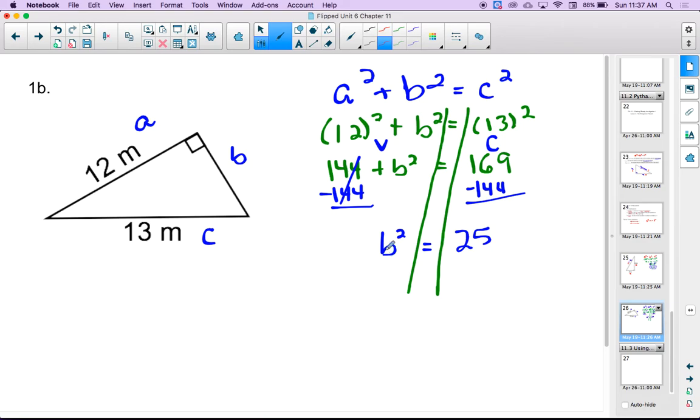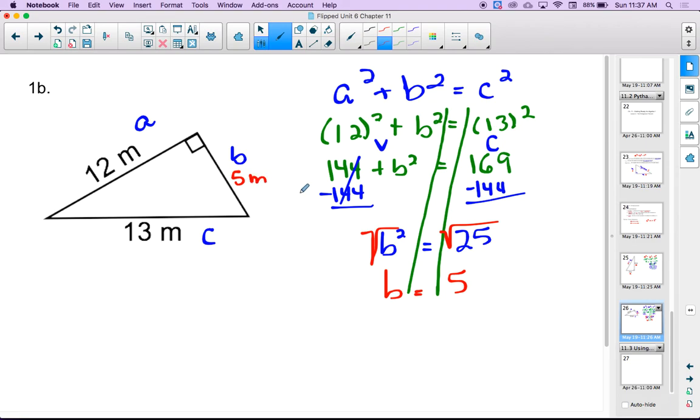Now we have to solve. Remember, to get rid of that tiny little 2, to get rid of the square, we have to square root. If we do it to the left side, we do it to the right side as well. Square root of b squared is b. Square root of 25 is 5. So our missing side length here is 5 meters.